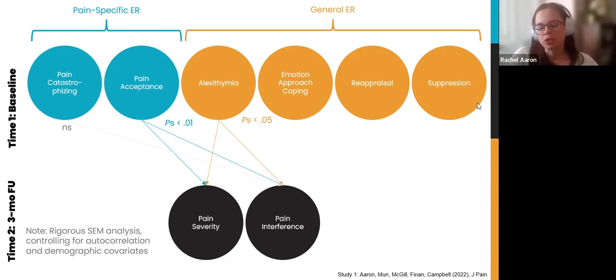Of the specific general emotion regulation factors, we only saw alexithymia as significantly predicting greater pain severity. So more alexithymia, more pain severity; more alexithymia, greater pain interference. I'll just make a note here that we used a rigorous type of statistical analysis for these findings. We controlled for absolutely everything that could have possibly influenced findings, including baseline pain severity and pain interference. So we're able to have a lot of confidence in these findings. Not to say that they're not in need of replication, but just to highlight that we're confident about these results in the current sample.